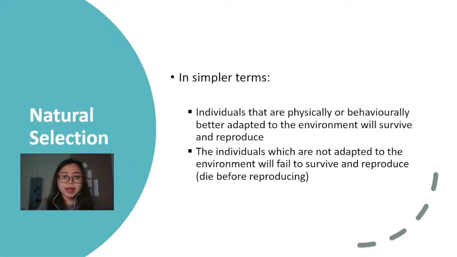And second point, the individuals which are not adapted to the environment will fail to survive and reproduce. So they die before reproducing.